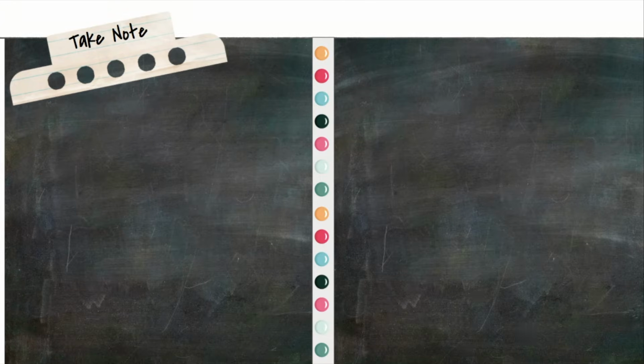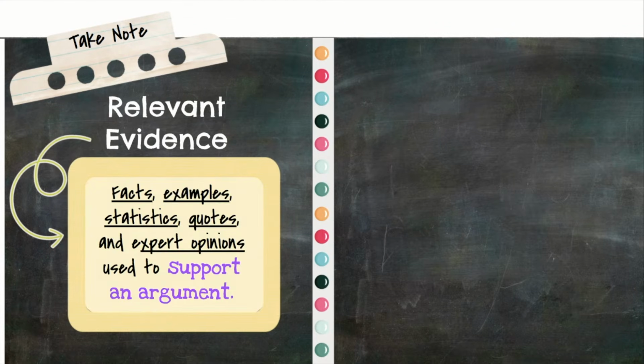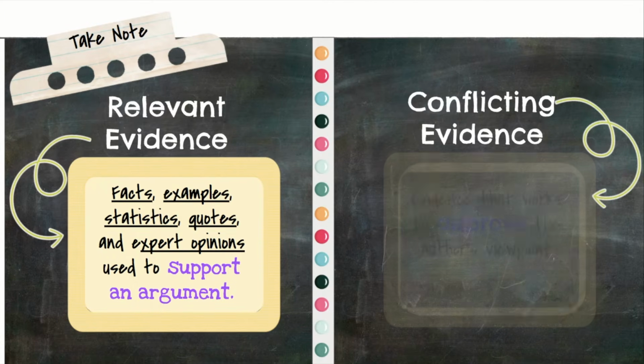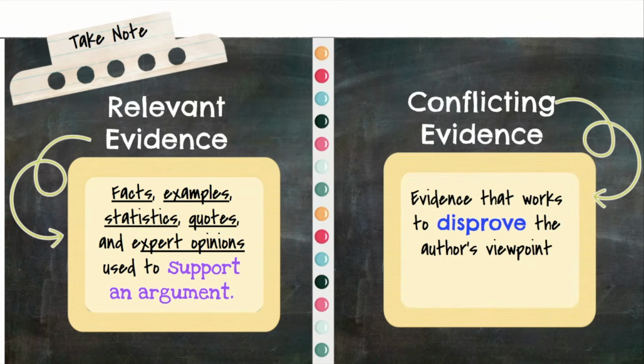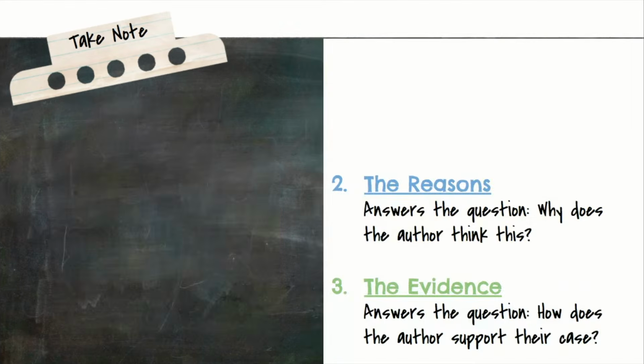So they can't just put this stuff out there, their claims. They have to back it up with evidence. And evidence is facts, examples, statistics, quotes, and expert opinions used to support an argument. In addition, they use conflicting evidence that works to disprove the author's viewpoint. The author does this to dispel opposing arguments and strengthen their viewpoint.